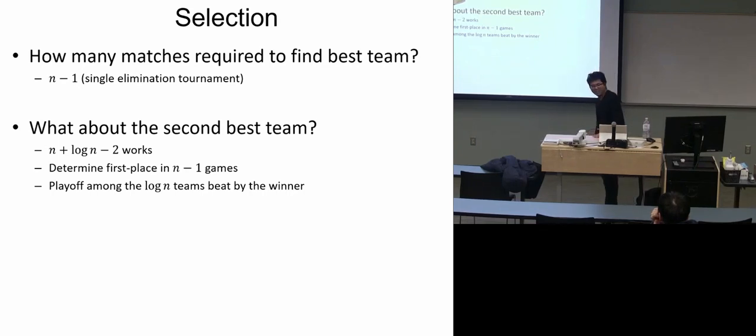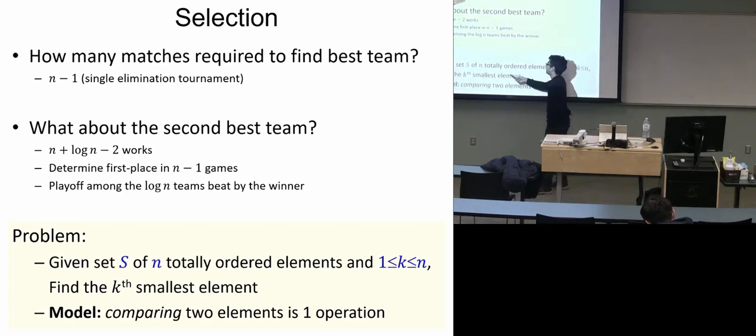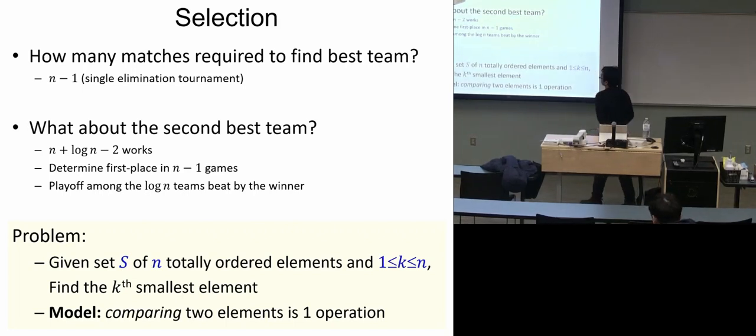How about the third team, or any team? Now the problem is just, let's say that you have n elements that can be ordered. You want to find the k smallest element for any k, right? And the only operation you can do is comparing two elements, and that counts as one operation. We want to know how many operations you need to do.